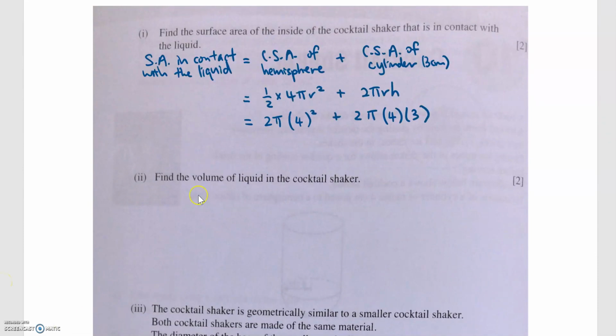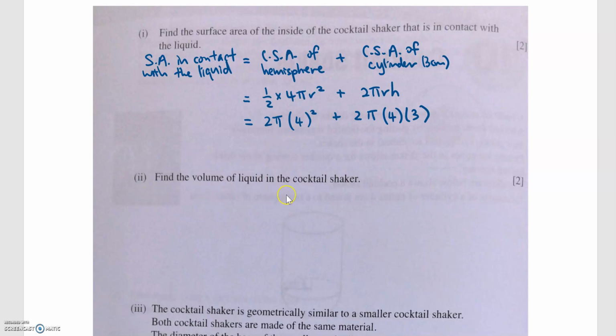Writing it down, the curved surface area of the hemisphere is half of the curved surface area of a sphere, which is half times 4 pi r squared, where the radius is 4. The curved surface area of the cylinder, which covers the 3 cm height, would be 2 pi r h, where r is 4 and h is 3. So I'll leave you to calculate the value of the surface area that is in contact with the liquid. Let's go on to the next part.